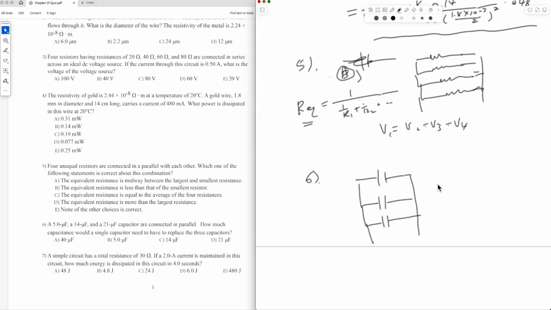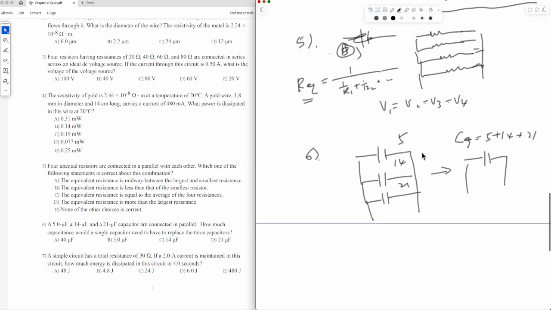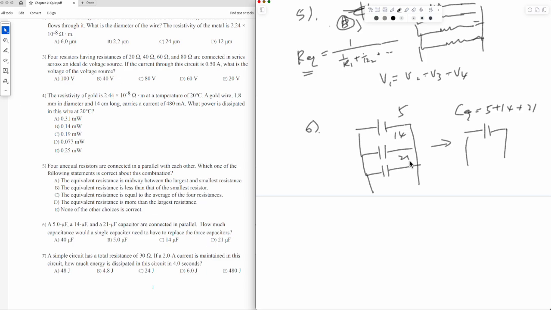In parallel, capacitance actually adds on. So it's 5, 14, 21. Add them together. So the equivalent capacitance is 5 plus 14 plus 21, which is 35, 40. So it's 40. And remember, capacitance and resistance are totally different. The opposite, actually.